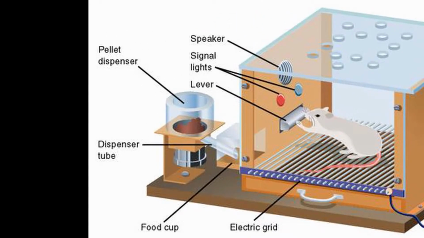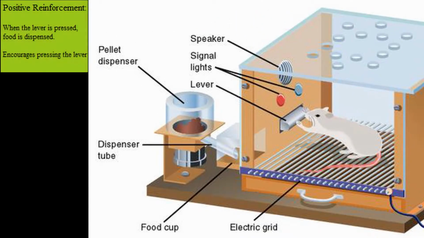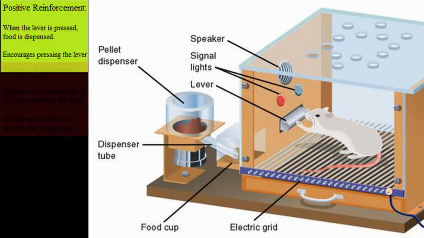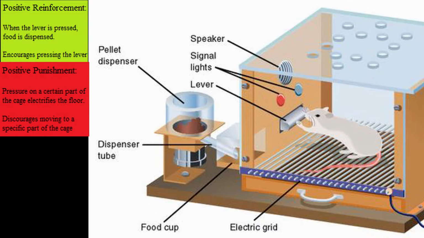For example, to test positive reinforcement, the box had a button in it that the mouse would push, and then food would be dispensed into the box, teaching the mouse that if you press this button, good things happen. While for positive punishment, if the mouse steps into the wrong corner of the box, then the floor shocks them, teaching it that if you go into that corner, bad things happen. The opposite works for the other ideas.